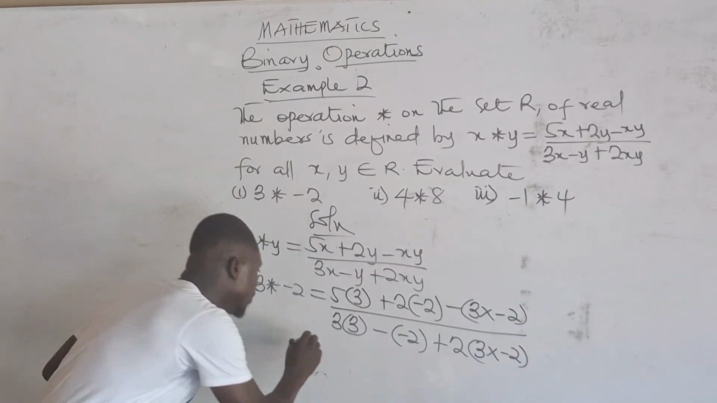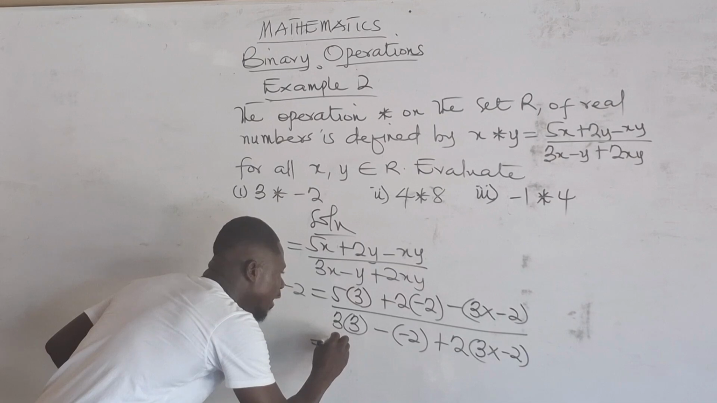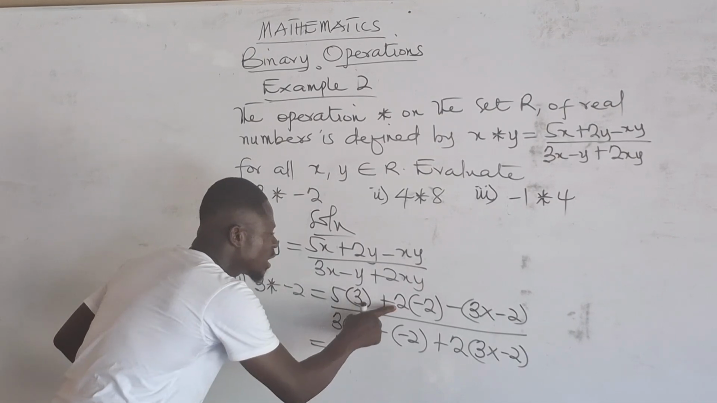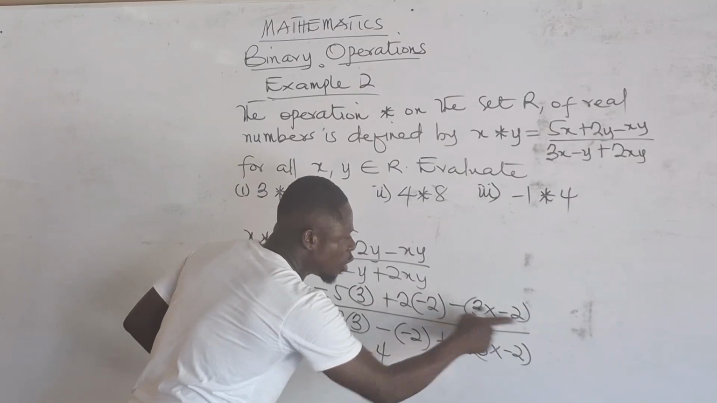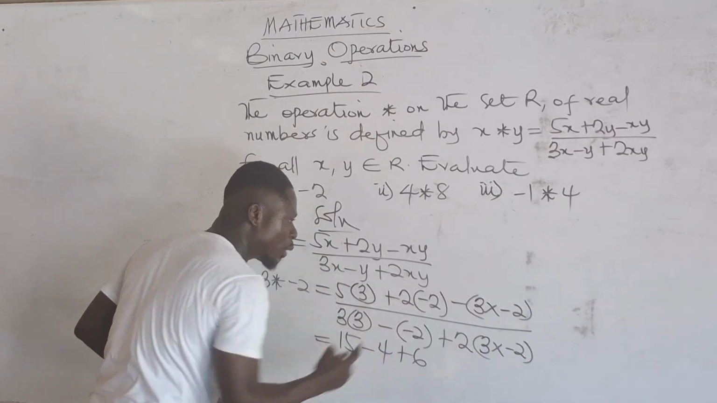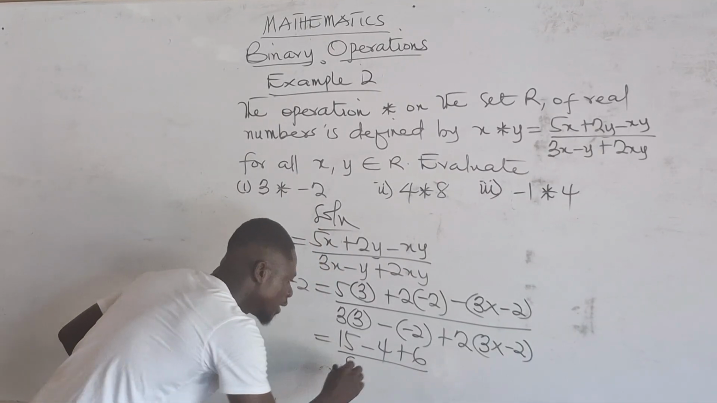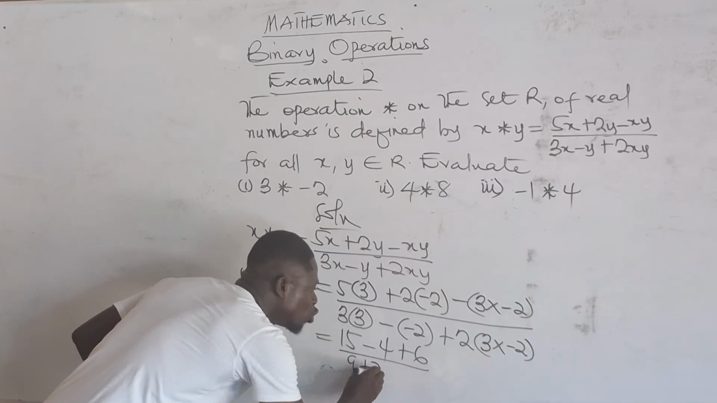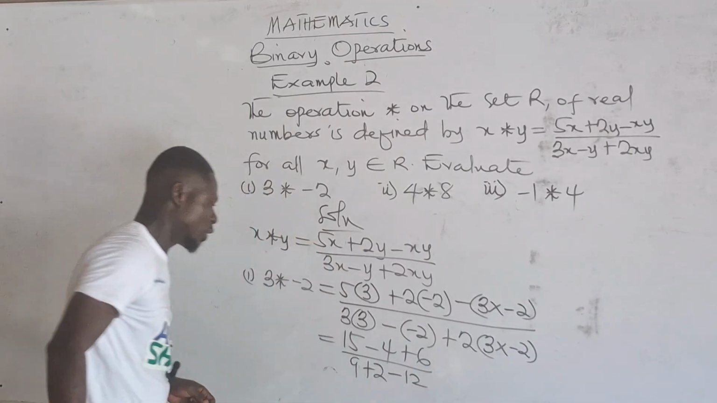In our next step, multiplying this by this will be 15. Multiplying this and this will be −4. Multiplying all this will be +6. Again, +6. All over here we have 9. Again will be +2. And then multiplying the 3 will be −12.